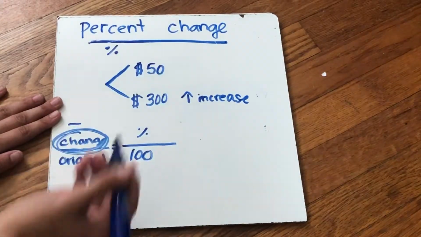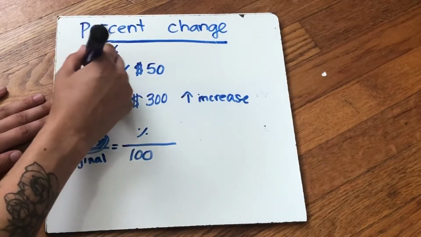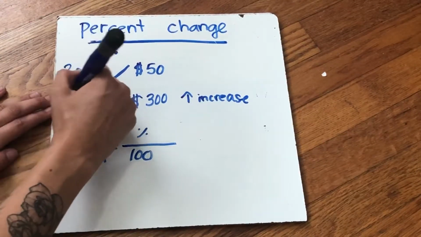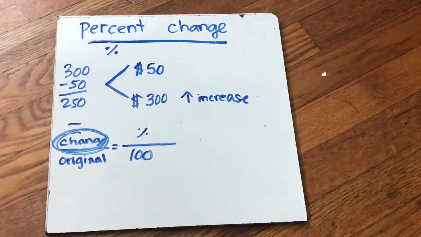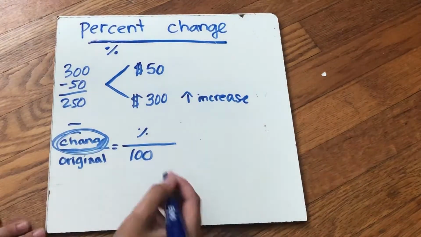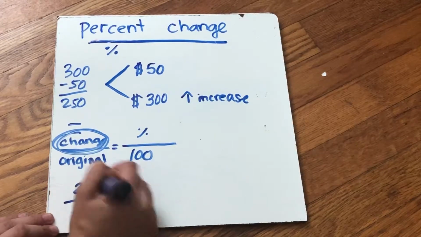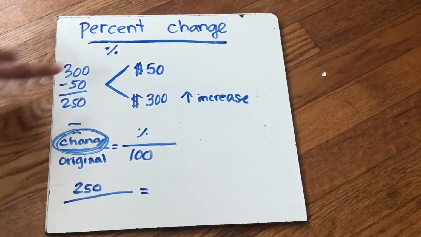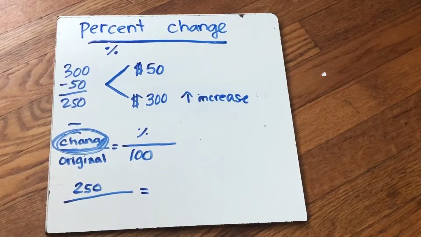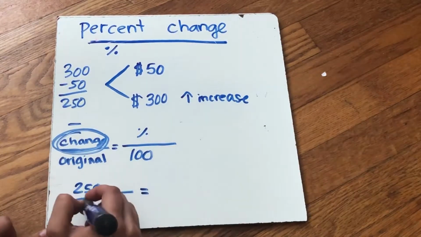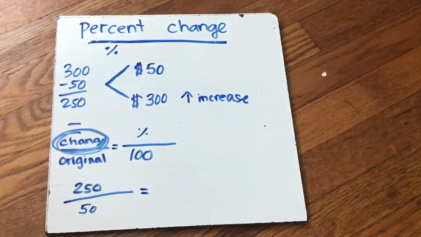So 300 minus 50 is 250. That is my change. So if I was going to solve this problem, I would put 250 is the change my bank account went through. It went from 50 to 300. Now the original was 50. That's how much was originally in there.